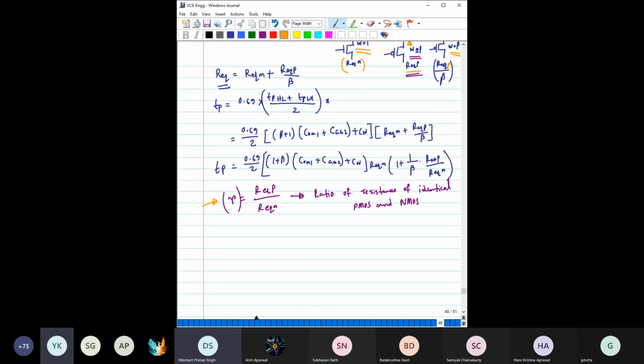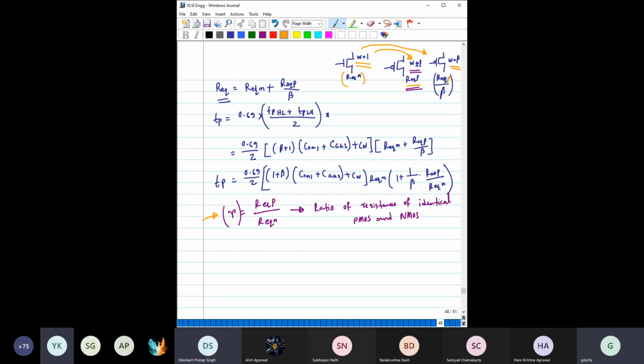WP by WN. This is again you are saying the same thing. So no, Subhayan, it is not WP by WN. WP is beta times that of WN. Is it so, correct? Okay, sir. I do not know why this part is not clear.